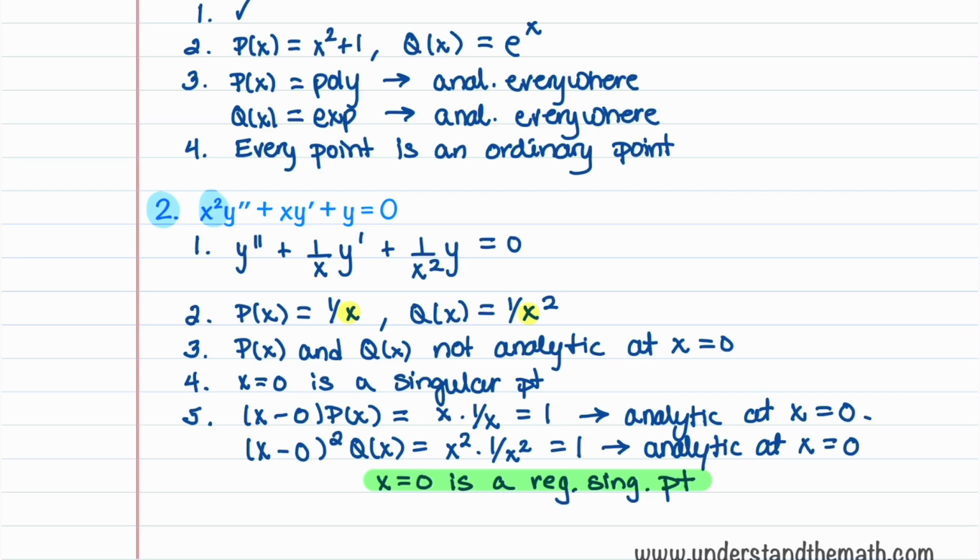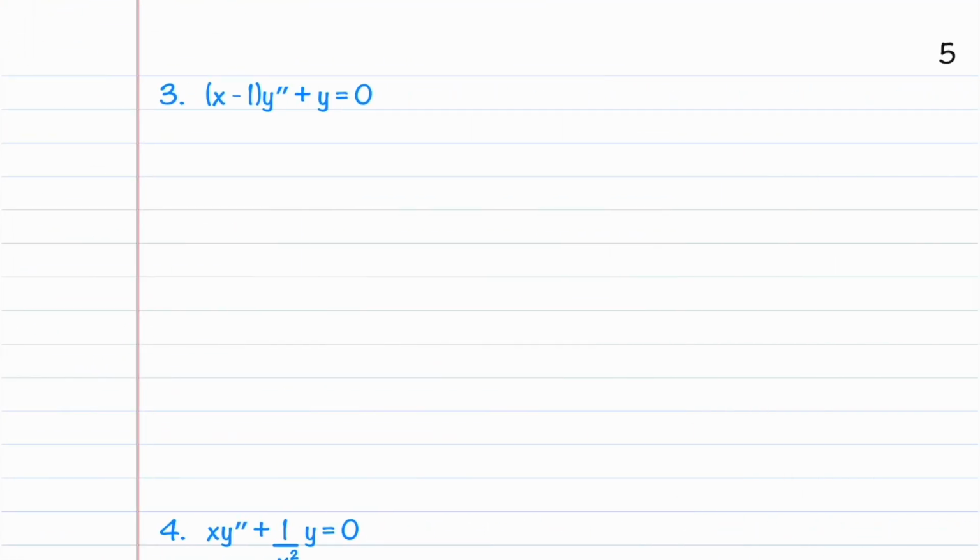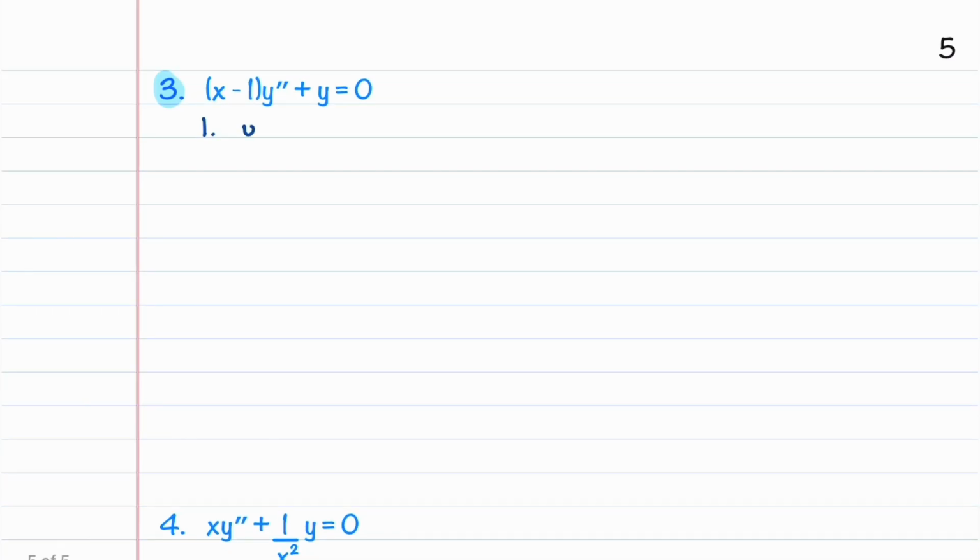Let's now look at our next example. I chose 4 examples because each of these examples is different. The first thing we're going to do is put the equation in standard form. So we're going to divide by x minus 1. This gives us y double prime plus 1 over x minus 1 times y is equal to 0.